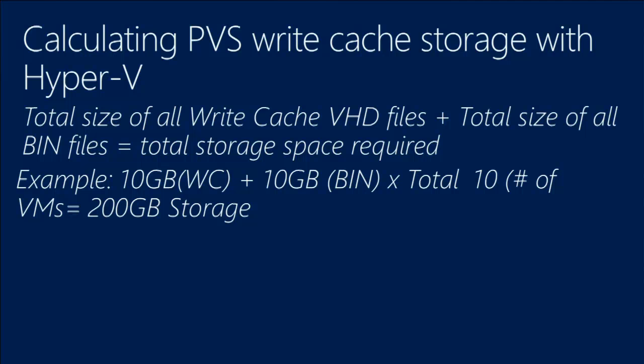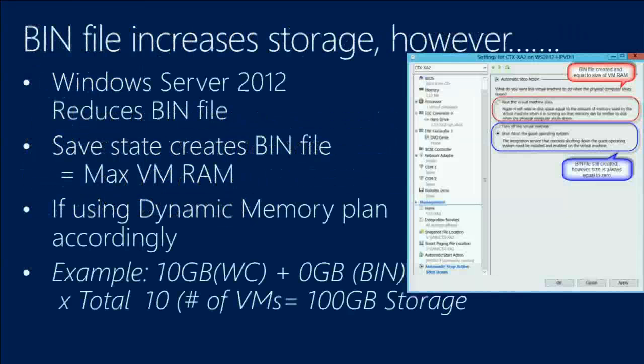If you're looking at using a write cache plus Hyper-V as a host for running all your VMs, you have to take the previous write cache plus the bin file and multiply that times the amount of VMs. So if you have a 10 gig write cache plus a 10 gig bin file times 10, that means you need 200 gig of storage. So if you kind of go through that, that's something you have to think about also.